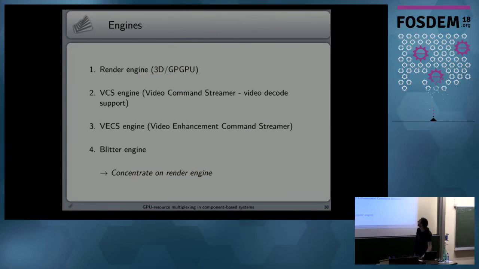So let's see here. Okay, in the GPU, you have one or more engines. They call them engines. The most important one is the render engine. This is the engine where you send your 3D operations and your general purpose GPU processing stuff. The next important one is the blitter engine. This is meant for copying pixel data very fast from one buffer to another. And then you have some nice-to-have things like video decoding support. Since we wanted to concentrate on 3D, we just looked at the render engine in our scenario.